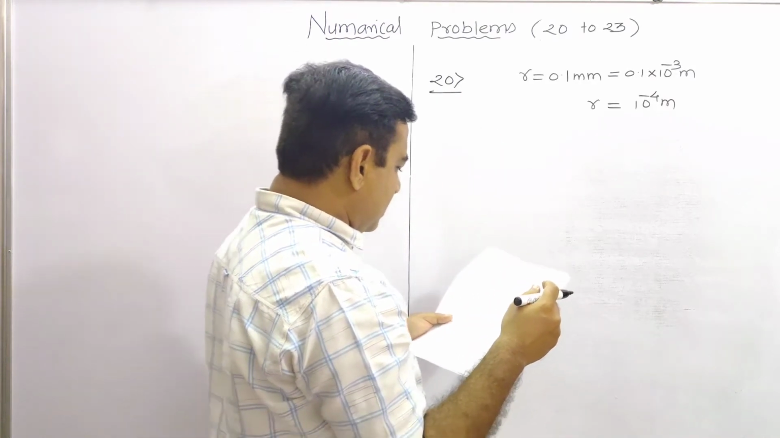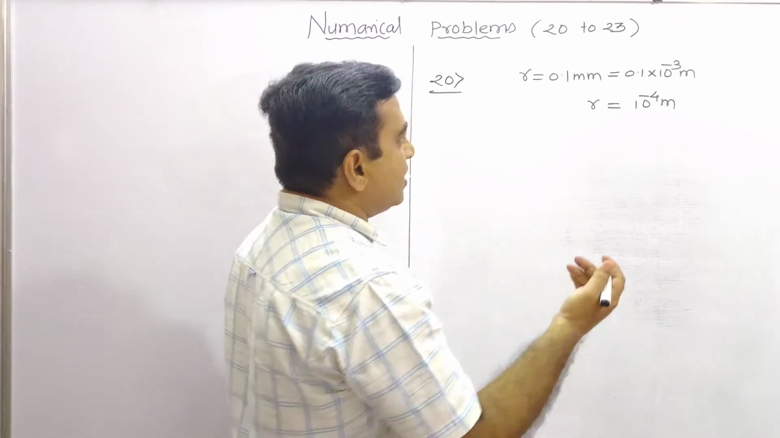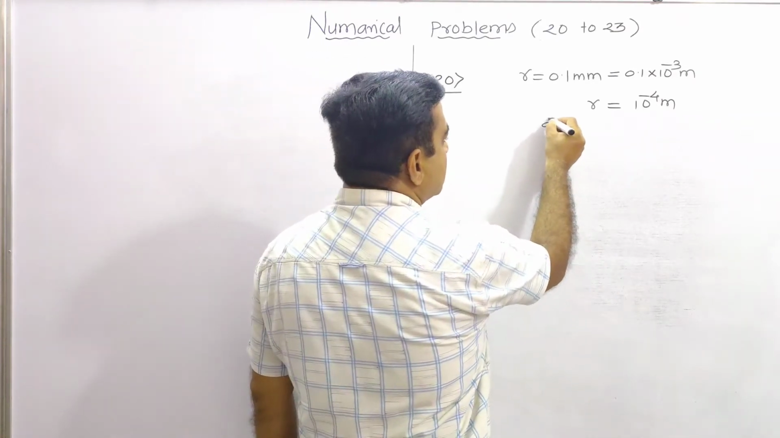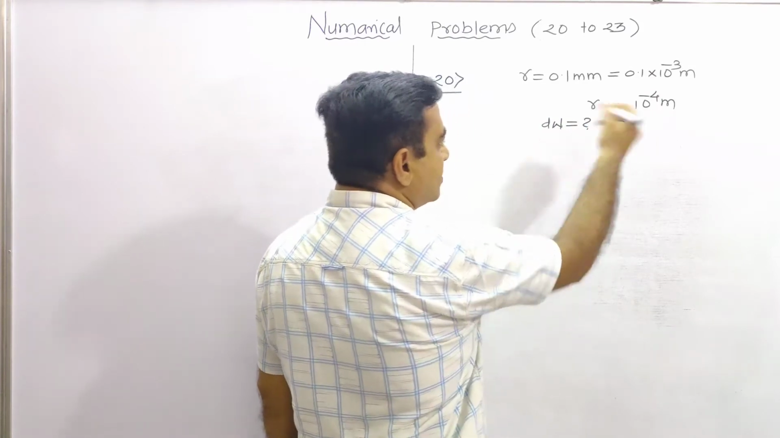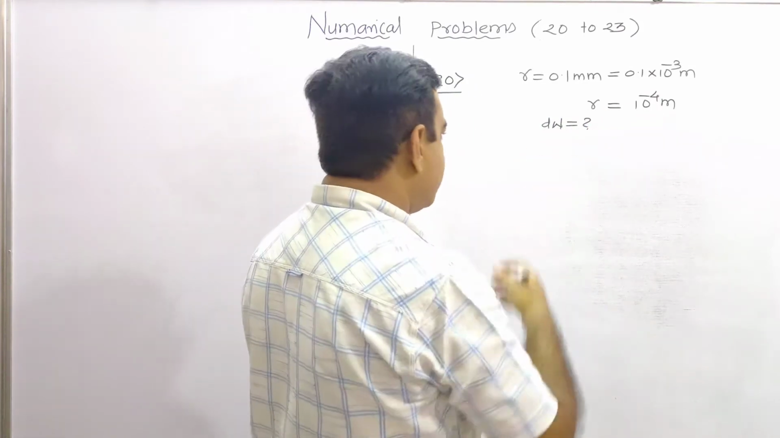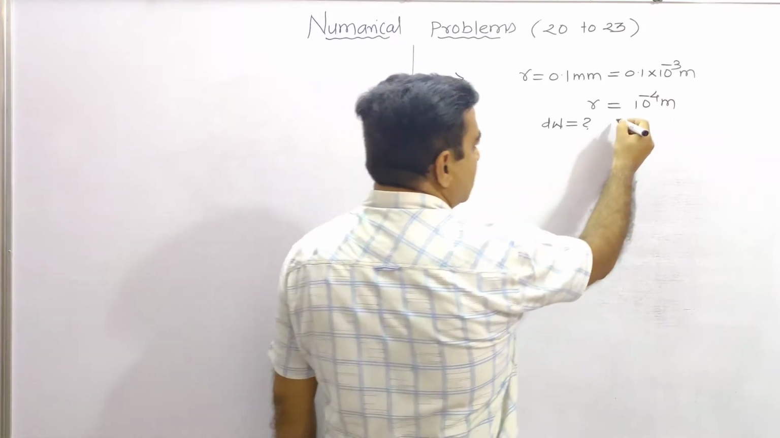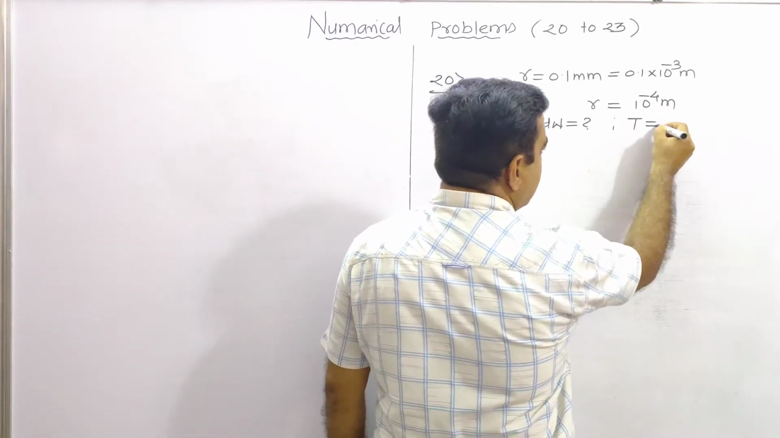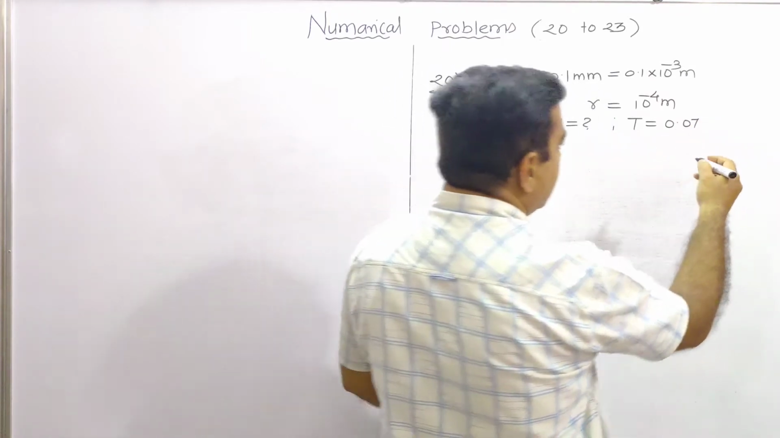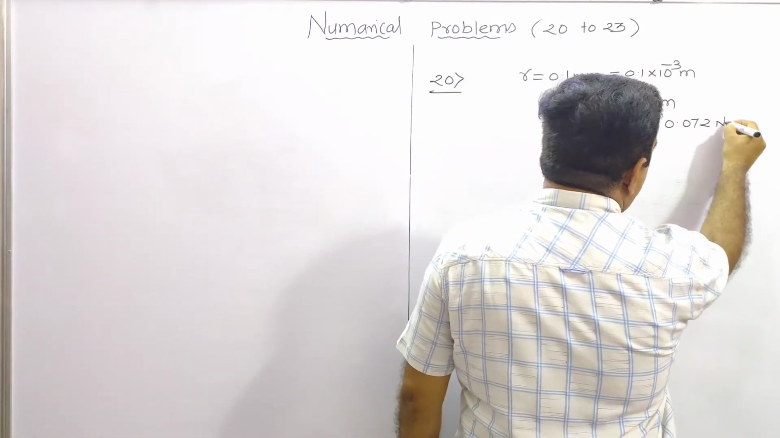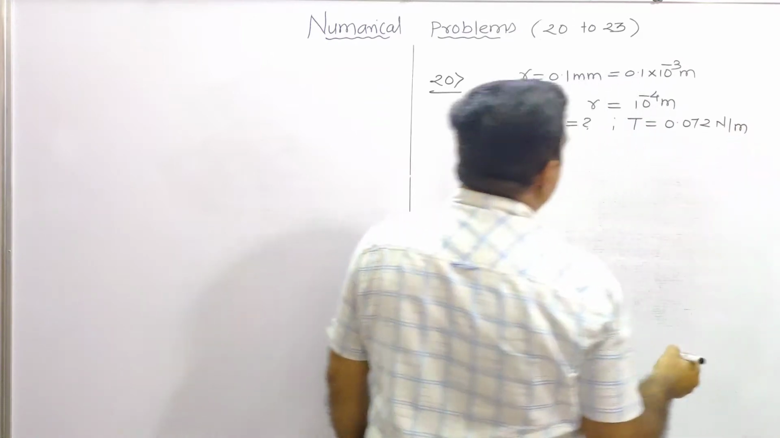Find the change in the surface energy. Change in the surface energy means we need to calculate the work done, that is dW. Work is converted into energy and that we need to calculate. Here the surface tension is also given, that is 0.072 Newton per meter.